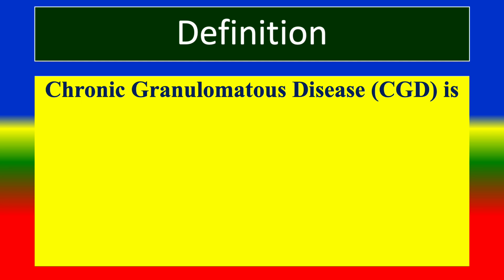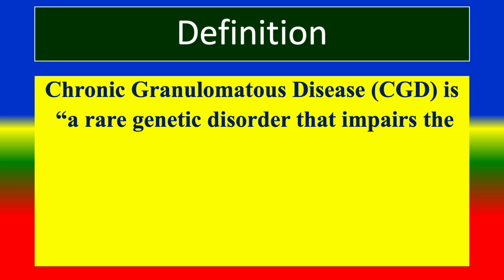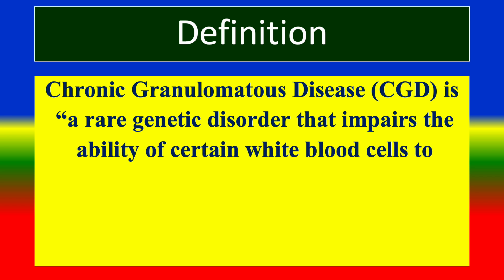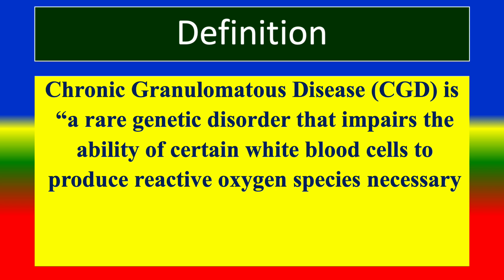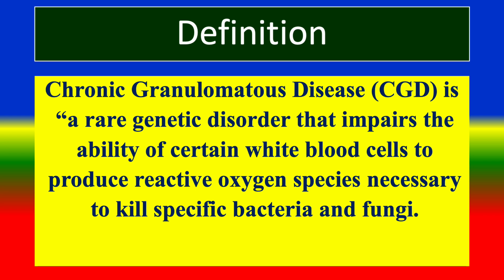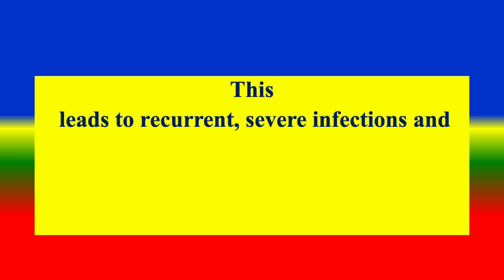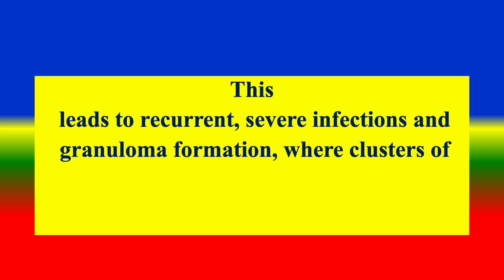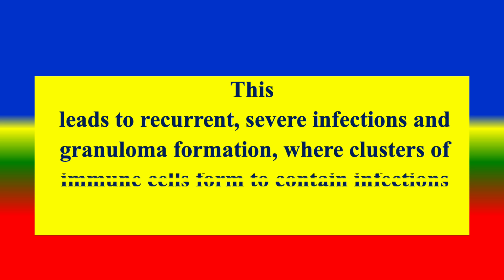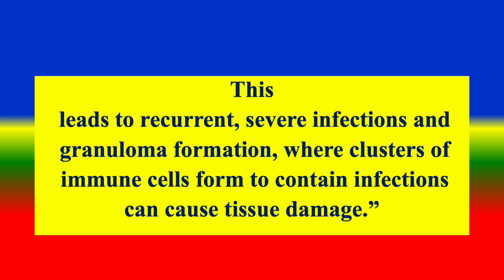Definition: chronic granulomatous disease is a rare genetic disorder that impairs the ability of certain white blood cells to produce reactive oxygen species necessary to kill specific bacteria and fungi. This leads to recurrent severe infections and granuloma formation, where clusters of immune cells formed to contain infections can cause tissue damage.